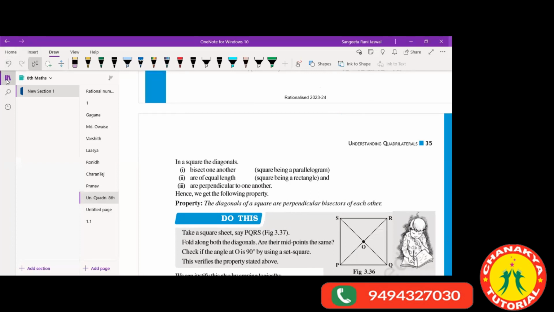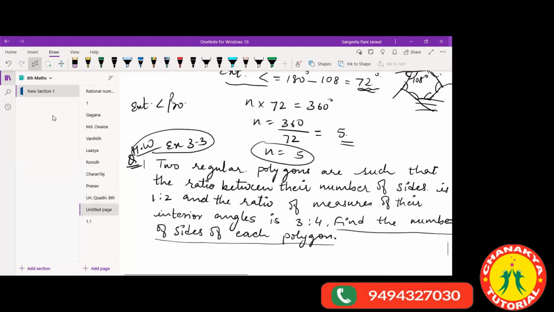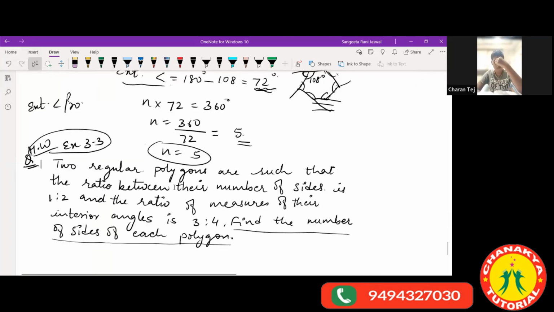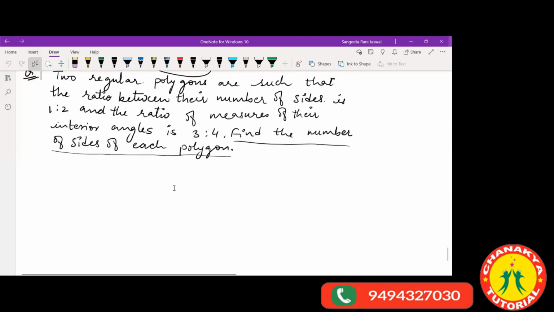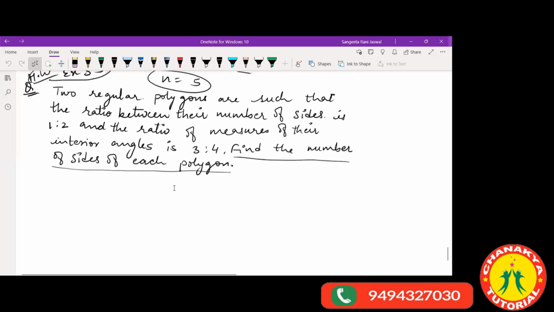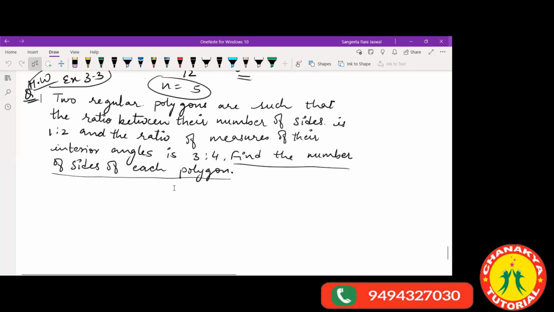What's the time? Your class started at 5:30, ma'am. It's 6:10 already. Okay, this is a lengthy calculation. It will take some time. Okay, I'll show you definitely. Yes, Pranav. I'll write it down and post the answer in the group, and I'll explain also.